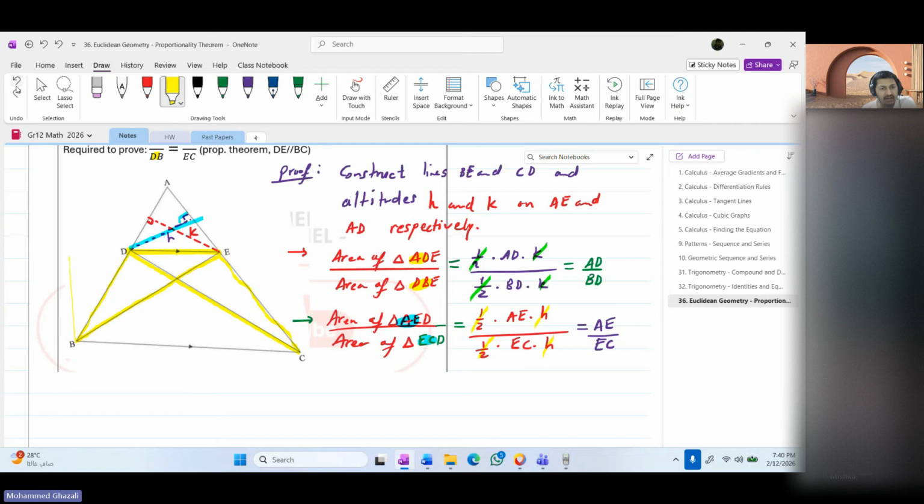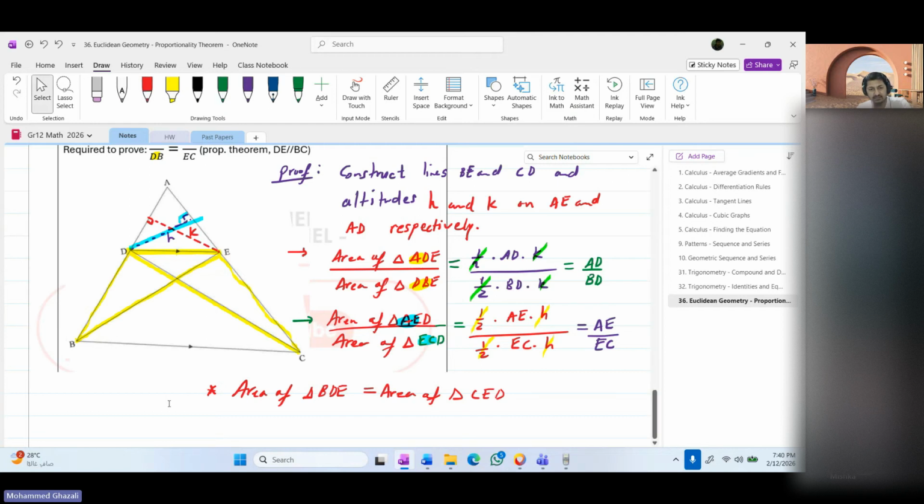So what we have here is we can say area of... This is the crux of the problem because it's easy to find the ratio of areas. How do we equate these two? That's what we're trying to find. So now we're going to say area of triangle BDE is equal to area of triangle CED.